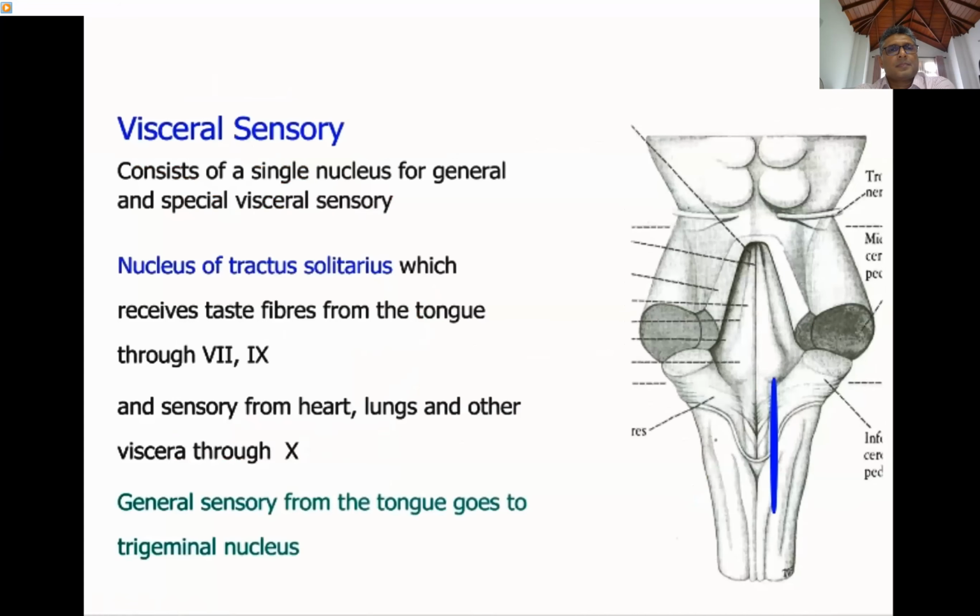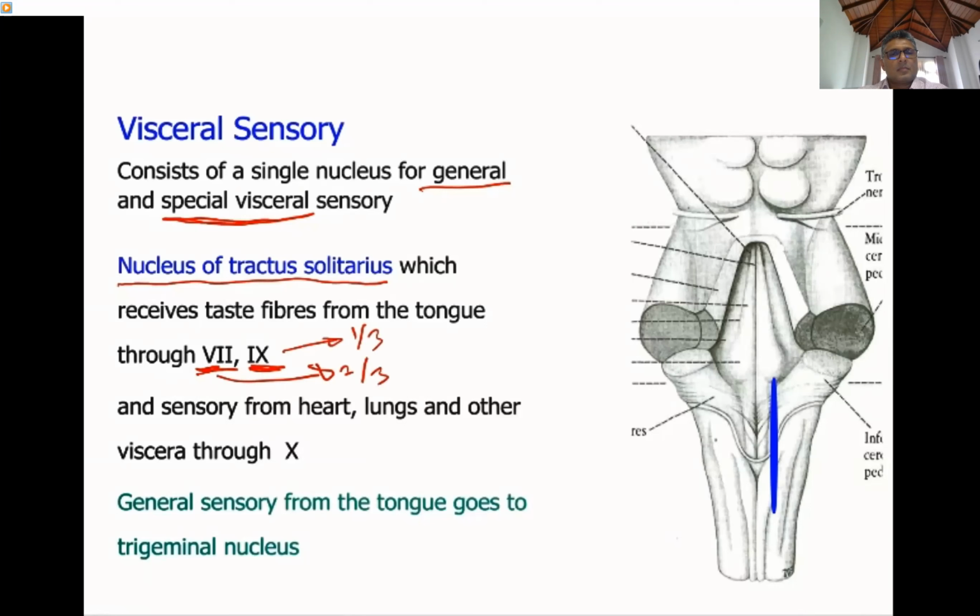The visceral sensory nucleus is called the nucleus of tractus solitarius, and this single nucleus receives both general and special visceral sensations. The term special visceral means taste sensations here. The nucleus of tractus solitarius receives taste sensations from the tongue through the facial and the glossopharyngeal nerves. The facial nerve takes taste sensations from the anterior 2/3 of the tongue, and the glossopharyngeal nerve takes taste sensations from the posterior 1/3 of the tongue.